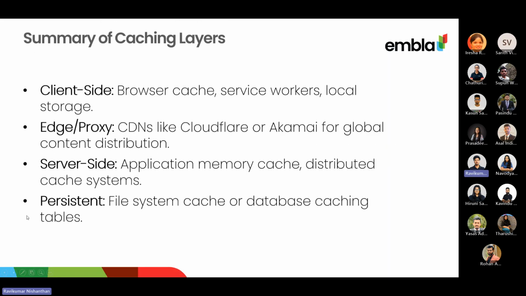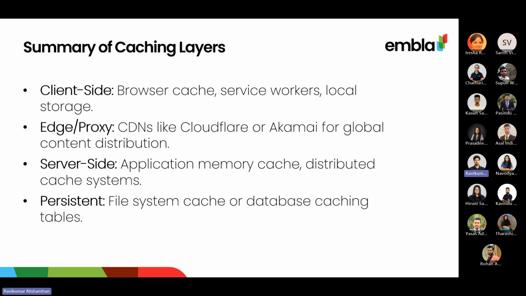Let's quickly summarize the main layers where caching can happen. First one is client-side caching. This happens right in the user's browser. Things like browser cache, service workers, or local storage store assets and data locally. That means pages load faster because they don't have to fetch everything from the server every time.